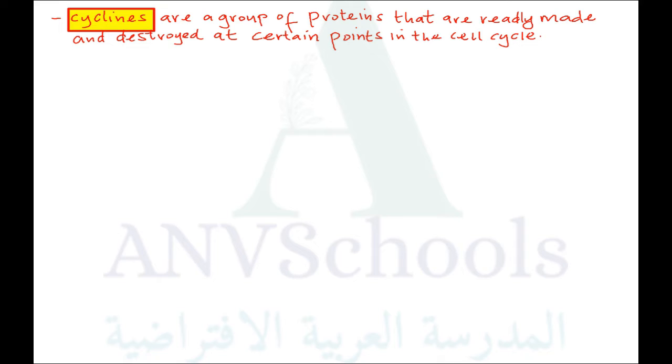So these two factors, that is the external and internal factors, help a cell advance to different stages of the cell cycle when cells bind to each other.